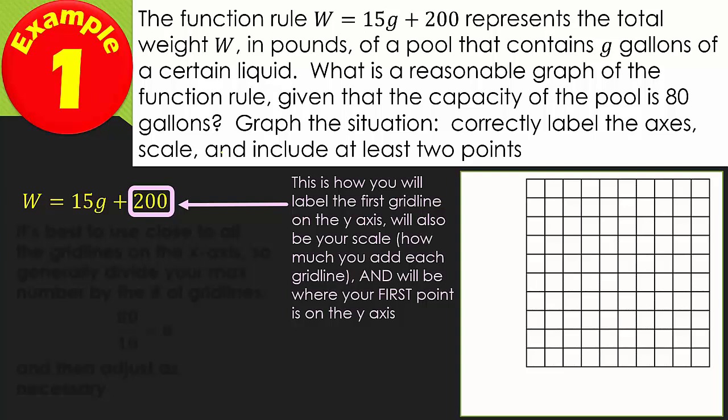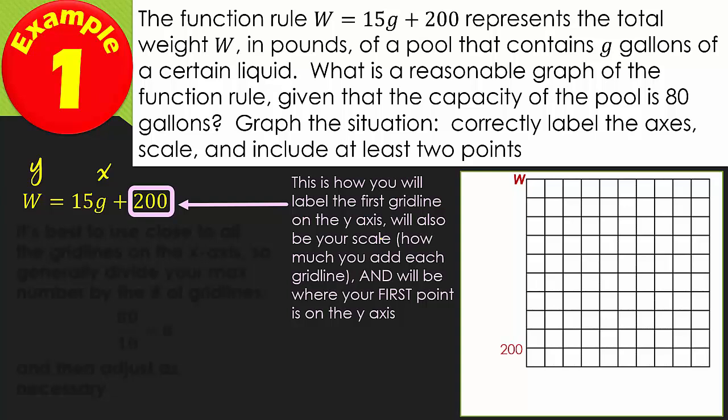Usually you can use that as your scale as well. Sometimes it doesn't make as much sense to do that, but in this case it does. And this is also going to be the first point on your y-axis. So we're going to call this axis W, because remember this represents W. So W is the same thing as Y, and G is the same thing as X. So the y-axis is W. We're going to label that one 200.